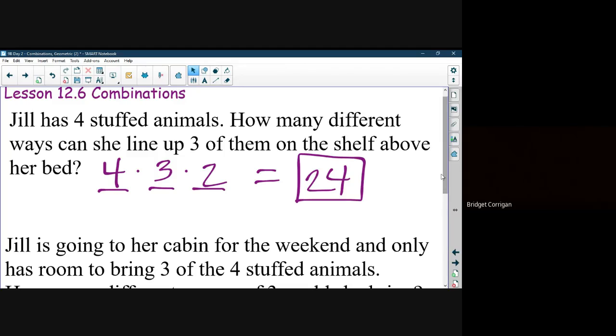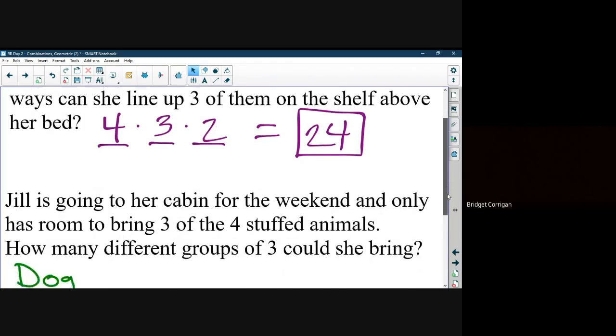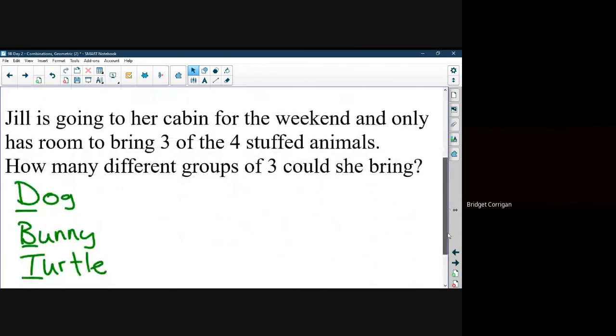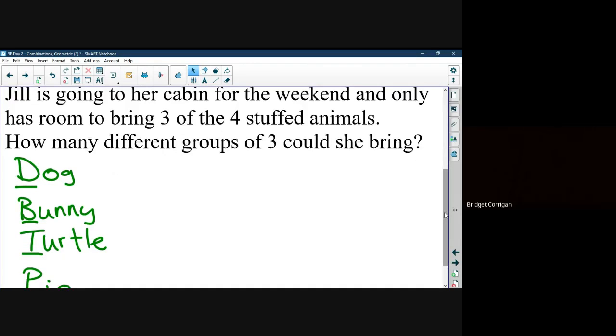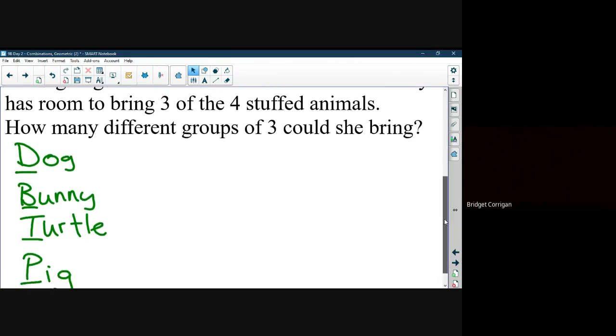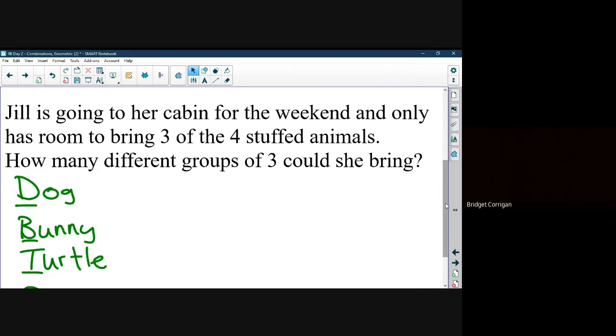3 of her 4 stuffed animals on a wall. Now what we're going to do today is we're going to take this and look at a different avenue to these problems. Let's say she's going to her cabin for the weekend and she only has room to bring 3 of the 4 stuffed animals. Okay, so we want to see how many different groups of the 3 she could bring. So notice the difference is she's just choosing 3 of them to put in her bag. It doesn't matter which one goes first on the wall or second or third, first on the shelf, second, third. She's just choosing 3 of them to put in her bag. There's no order that's required.